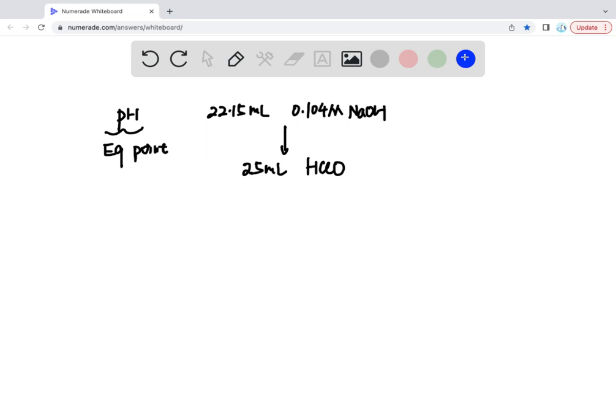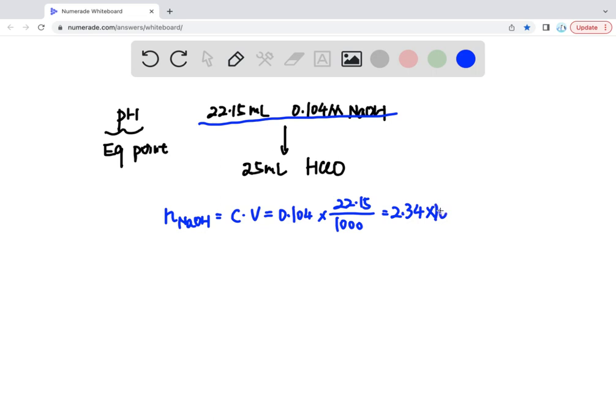So the first thing that we can calculate, from the first piece of information, is that during the titration the moles of the sodium hydroxide that we have used is equal to concentration times the volume. So it's 0.104 times 22.15 over 1000, since it's milliliters and we use liters as the unit. And that's equal to about 2.34 times 10 to the minus 3 mole.